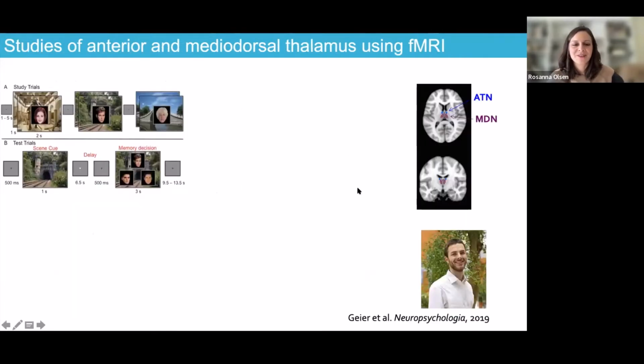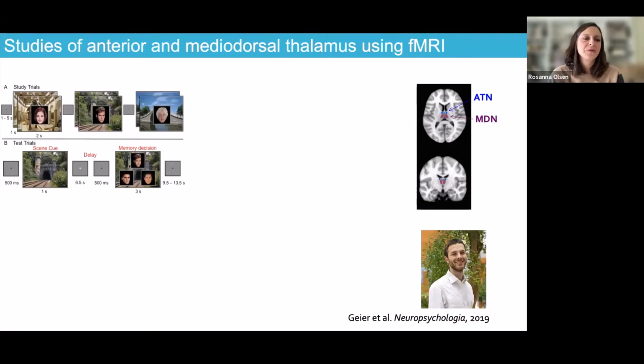So my student Kirk Geyer and I conducted this fMRI study where we collected whole brain imaging during a memory task in which healthy young adults were being scanned while they encoded face and scene pairs. And then we also scanned them during the retrieval phase, which I'll explain in a moment. And we collected, again, whole brain 2 millimeter isotropic imaging. And we focused in on these two nuclei, the anterior nucleus of the thalamus and the medial dorsal nucleus of the thalamus, using the Morel Atlas of Krauth.